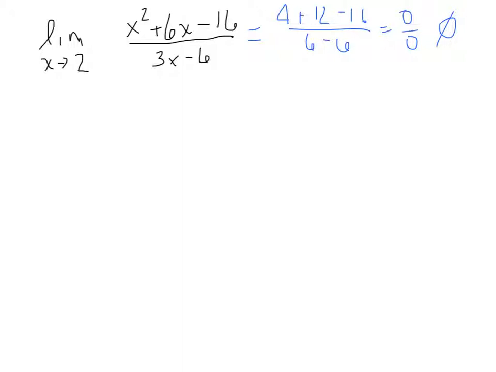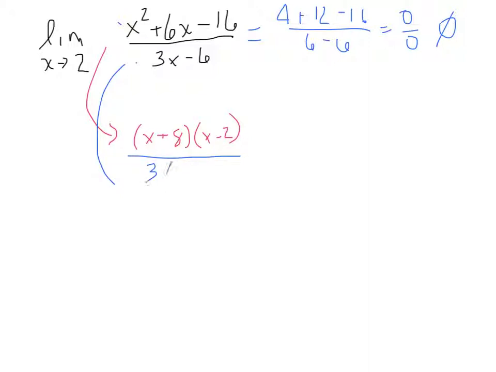What we're going to try to do is find an equivalent function. Well, let's break it up into the top and the bottom. We could factor the numerator. And if we factor the numerator, 16 would be 8 and 2, so x plus 8 times x minus 2. Well, we don't have an x minus 2 in the denominator, but what we could do is factor out a 3, and we get an x minus 2 as well.